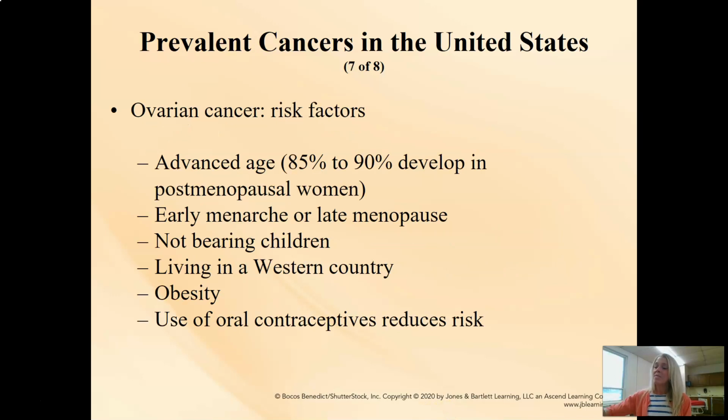Some of the risk factors for ovarian cancer include advanced age. Again, 85 to 90% of these cancers develop in postmenopausal women. Early menarche or late menopause, not bearing children, living in a Western country, obesity, and again, the use of oral contraceptives can reduce the risk of this particular type of cancer.